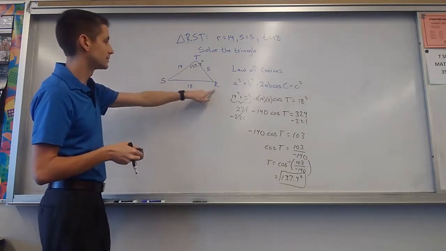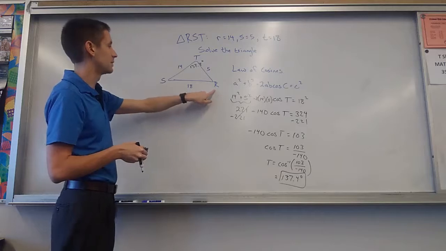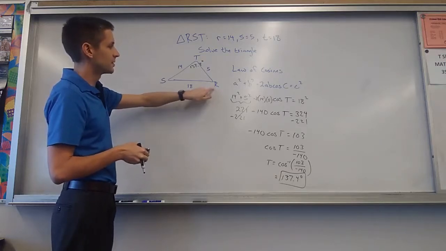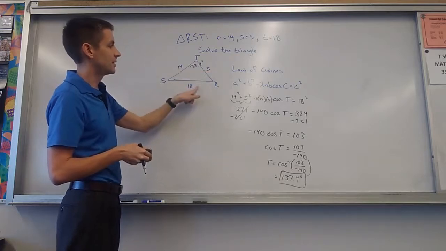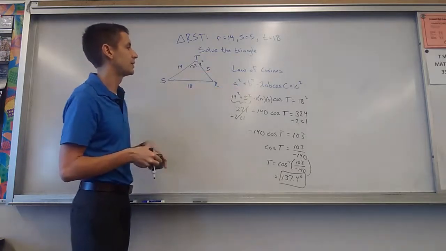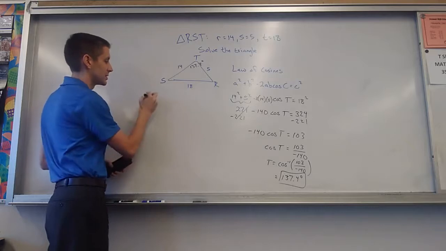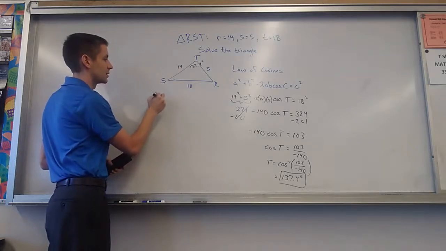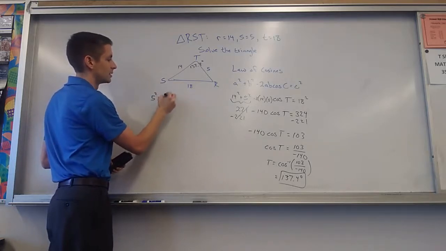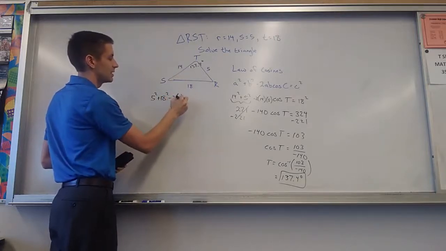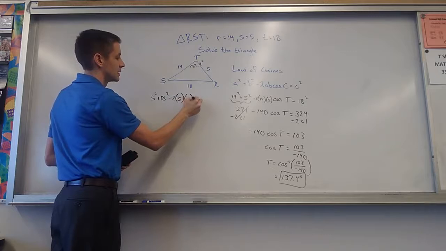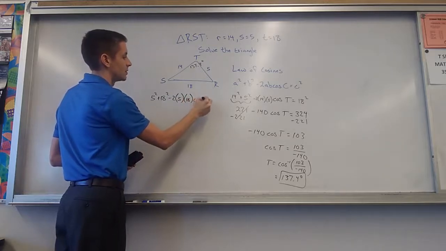I'm going to solve for angle R here, so that we can figure out how big that is. If we're solving for angle R, we need to use the two sides that form that, the 5 and the 18, as our A and our B value. So in my initial setup, I can say 5 squared plus 18 squared minus the 2 times those same values of 5 and 18 times the cosine of the angle between them, which equals the side opposite of that squared, so 14 squared.